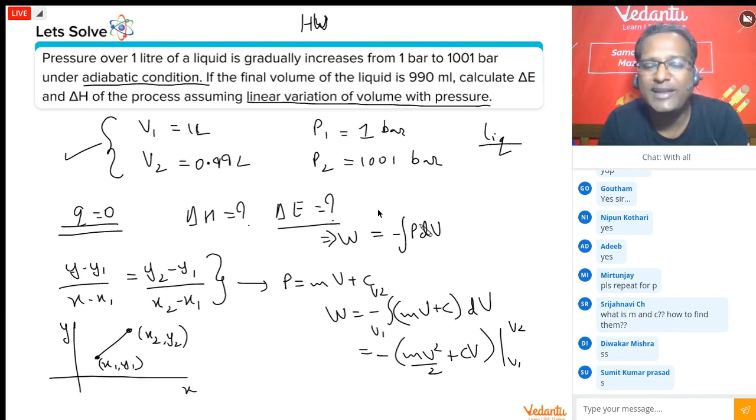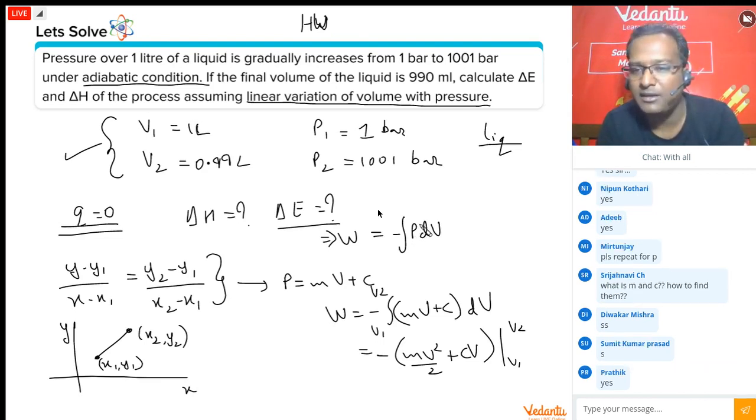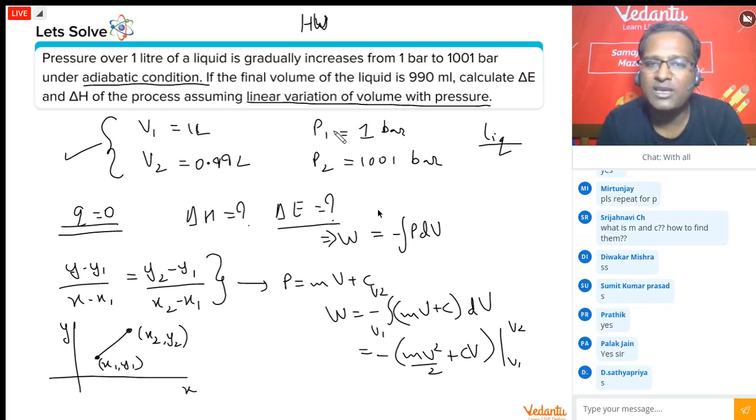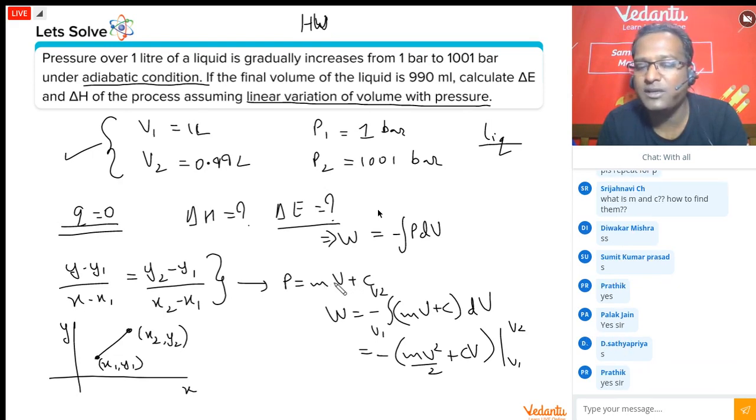Arre, you integrate x with respect to dx, not y. So what do I do? From the given data and the last line, linear variation of volume with pressure, I create a straight line equation in pressure and volume. M is the slope of this equation. C is the intercept of this equation. Kitni baar batana padega ye point? If it is written as y equal to mx plus c, m is the slope, c is the intercept.